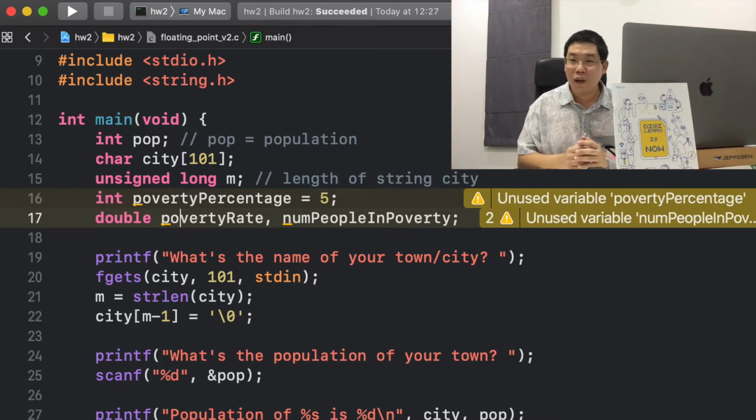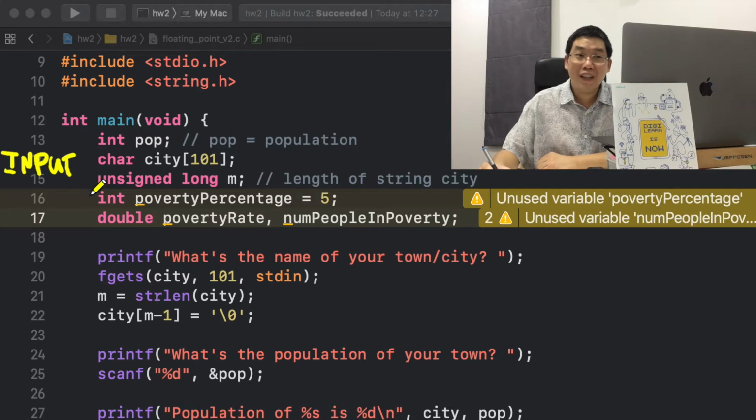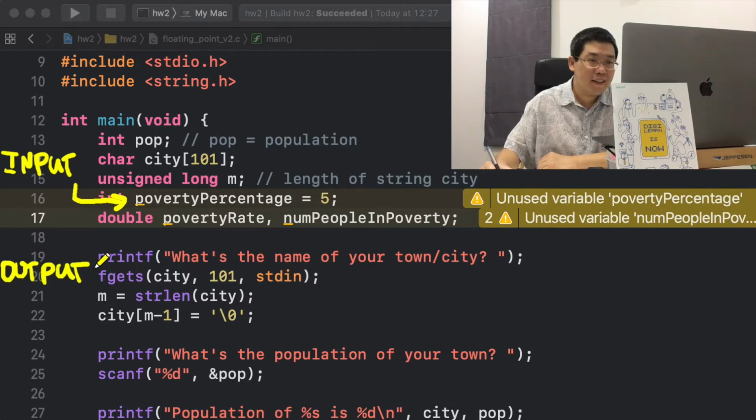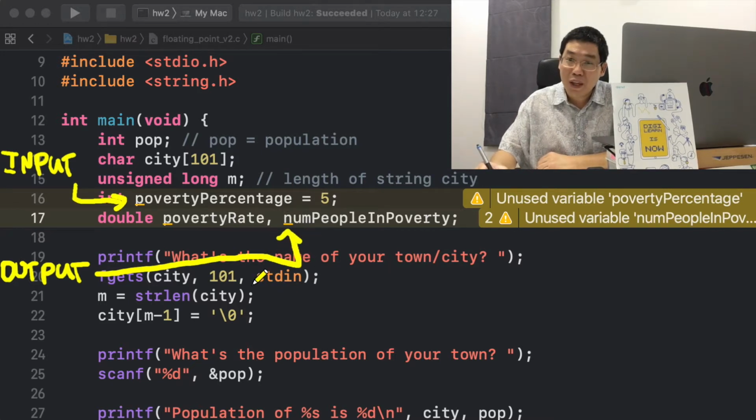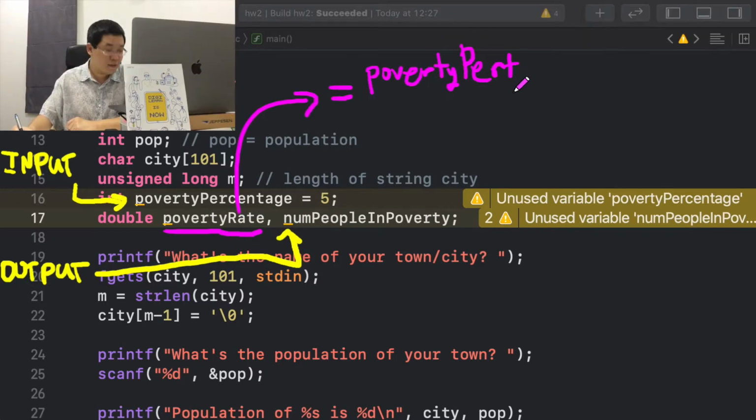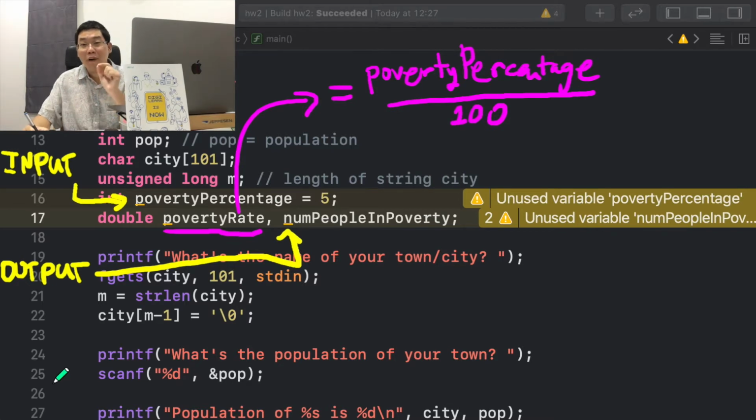So let's analyze what we want from this input and output. What is our input? Our input is the poverty percentage here, and it is an integer. What is the output? People in poverty is the output because we want to know how many people are living under poverty. And how to get there? Somewhere along the way, we have to calculate this variable called poverty rate. Poverty rate is just poverty percentage divided by 100. And after that, we just multiply the poverty rate with the population to get the number of people in poverty. What is the variable for population again? That's right, it's pop.